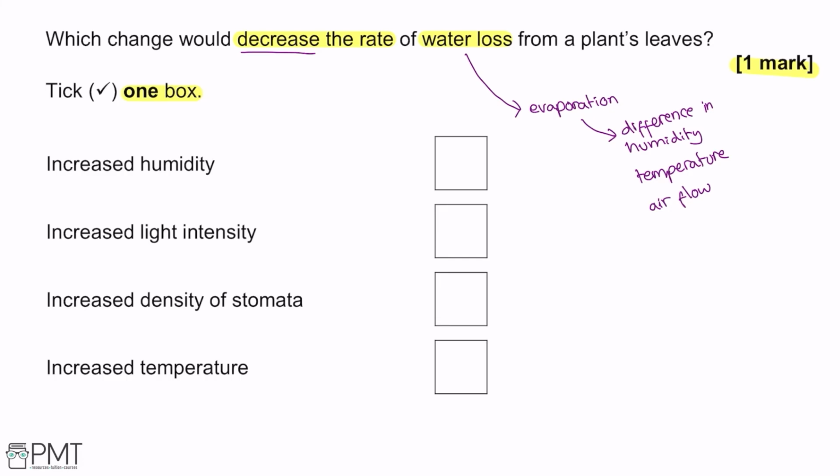If we look at the first one, increased humidity, that will mean that there is less of a difference between our area where there is water and the surrounding environment. Humidity means there's lots of water in the air, and so we know that that will decrease the rate of water loss. The next one, increased light intensity, well, that will increase water loss. Increased density of stomata, so those are the holes in the underside of the leaf, will also increase water loss. And finally, increased temperature will also increase the rate of water loss. So we know that the top one is the only correct option.